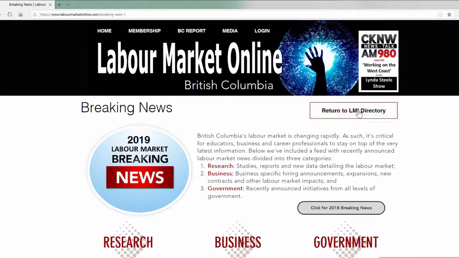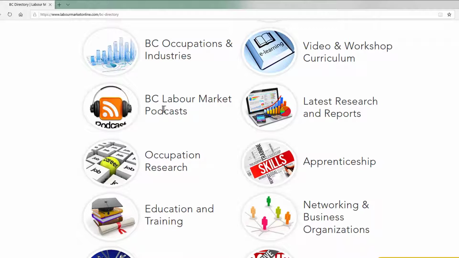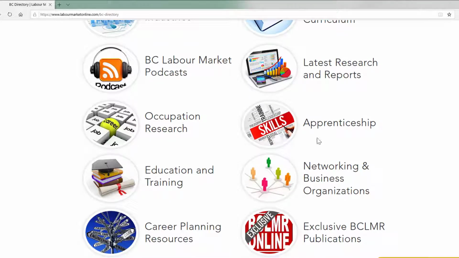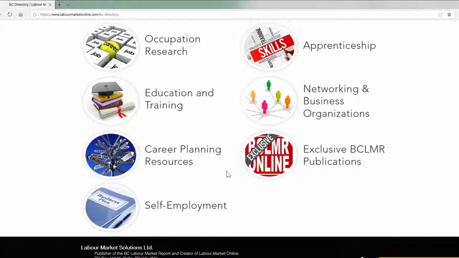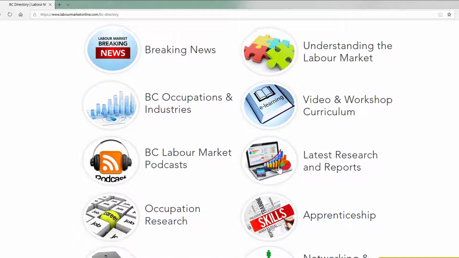But let's say you want to be a little more specific, so we'll go to Return to LMI Directory. And so the sections that we've divided up to here is we have breaking news, understanding the labour market, BC occupations and industries, video and workshop curriculum, BC labour market podcasts, labour market research and reports, occupational research, apprenticeship, education and training, networking organizations and businesses, career planning, exclusive BC labour market report publications, and self-employment. And so every sort of major topic area that people would want to understand.